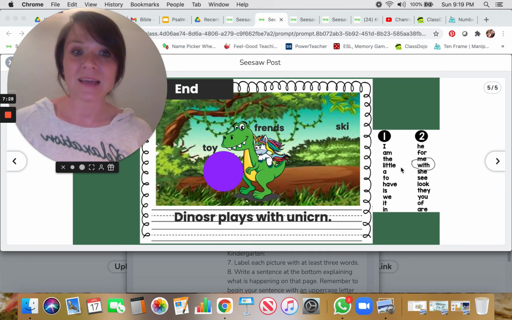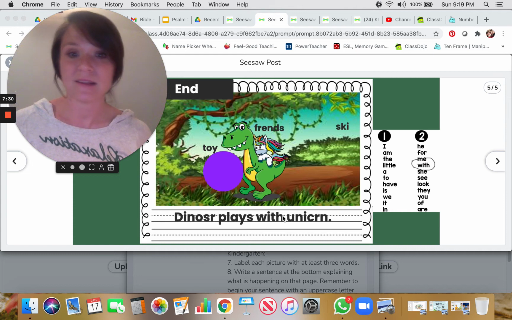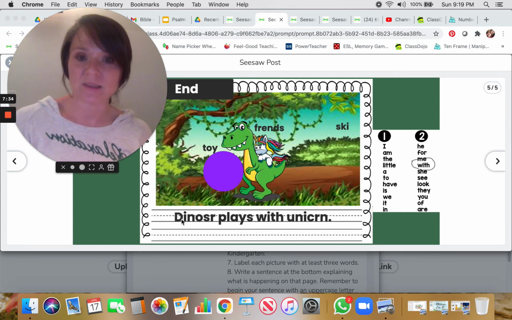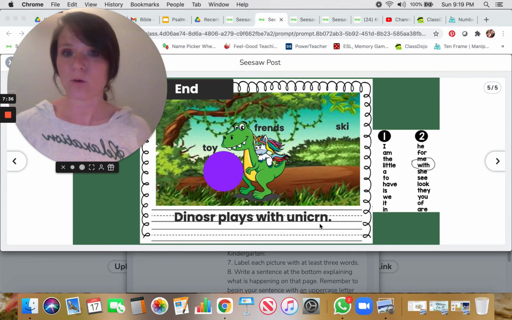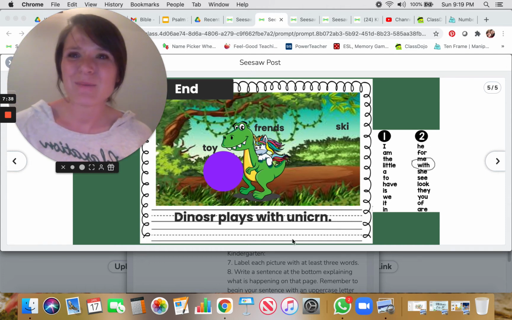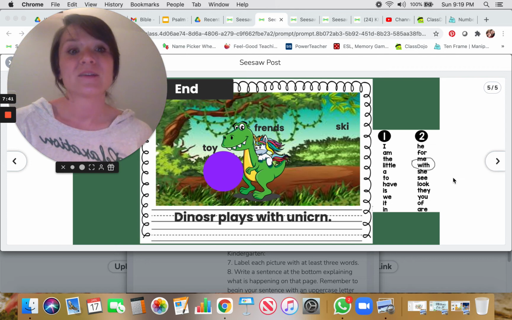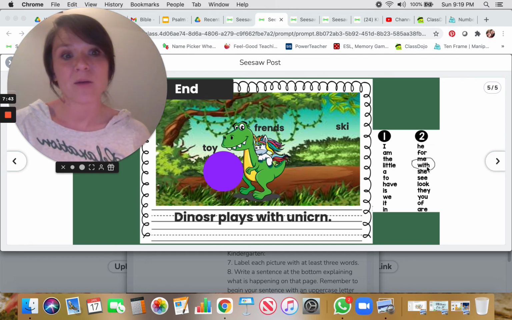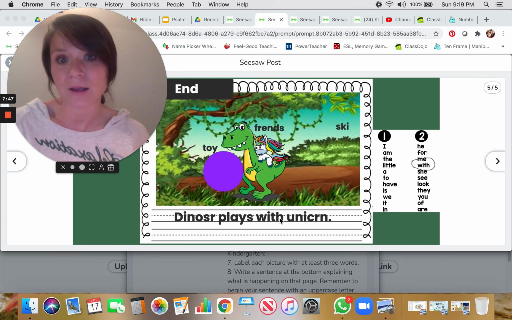Some things that can help me out when I'm writing my sentence at the bottom: for example, I needed the word with. My sentence was "Dinosaur plays with unicorn." I needed the word with, but I wasn't sure how to spell it. So I looked in my sight word book, and there was the word with. So I can copy that word and put it in my story.